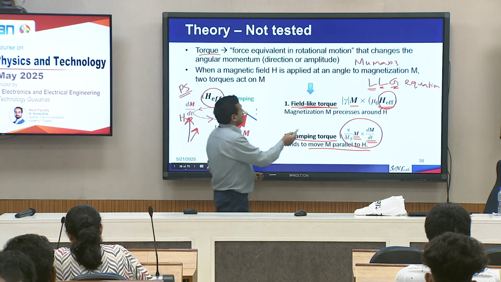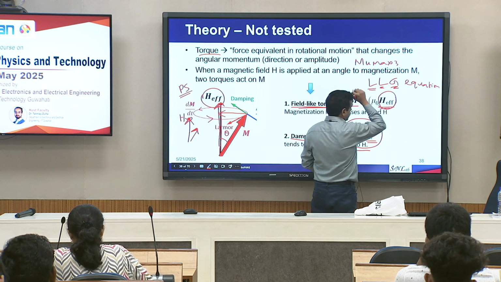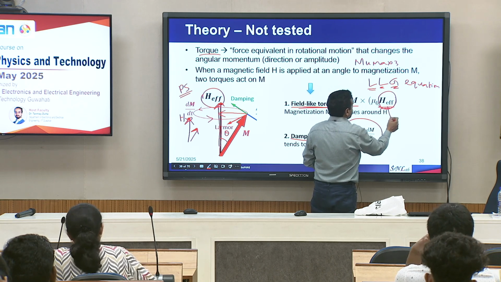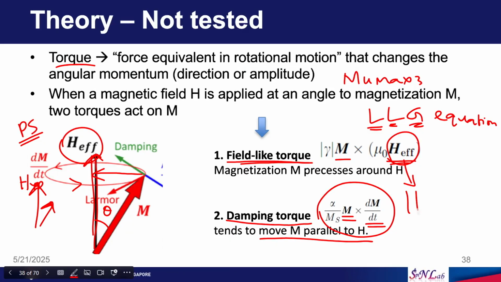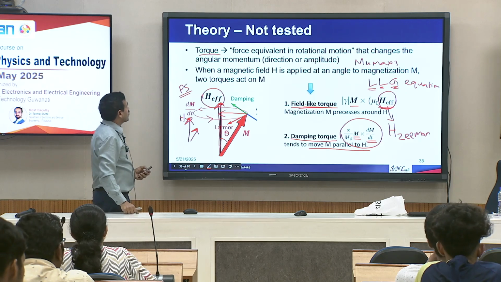So, when we do LLG equation based simulation, this H effective can be coming from the external field we apply. We usually call this H Zeeman. Then this H can come from the anisotropy. There are so many sources of this H effective. So, this H effective will include all the different terms that a particular magnetization sees inside the system.